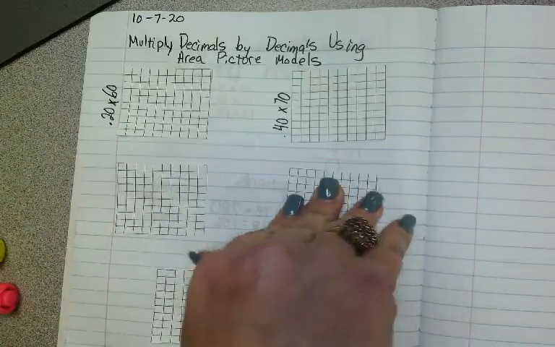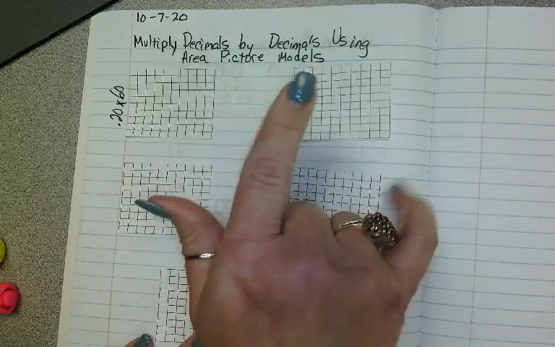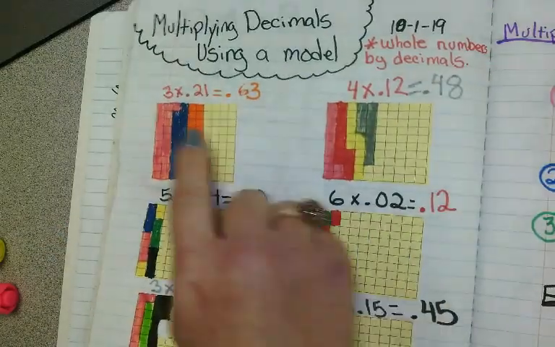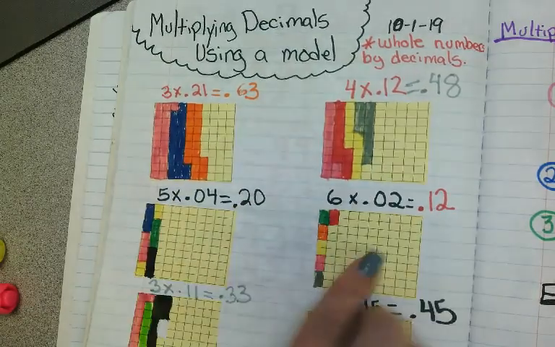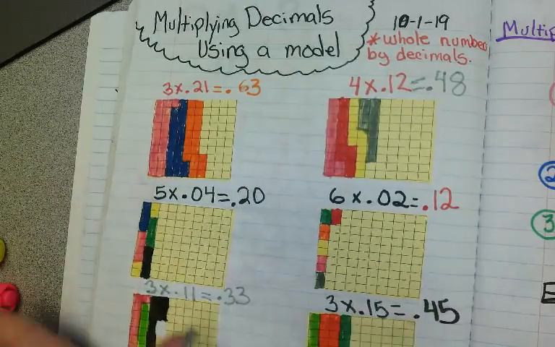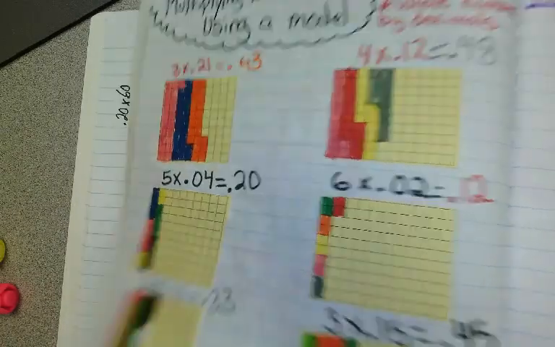Today we're going to talk about multiplying decimals by decimals using picture models. Two days ago you learned about multiplying whole numbers times decimals using these cool picture models, and you've done a little practice since then. So today I'm going to show you what it would look like to multiply a decimal times a decimal.